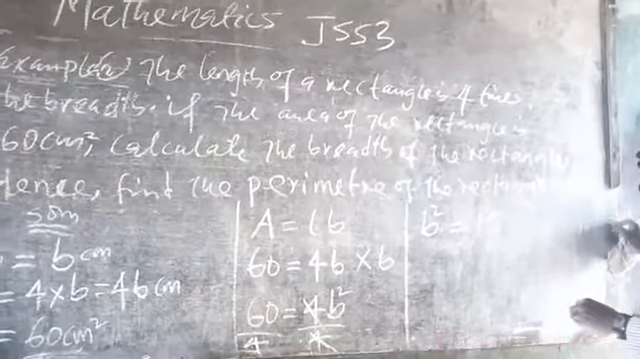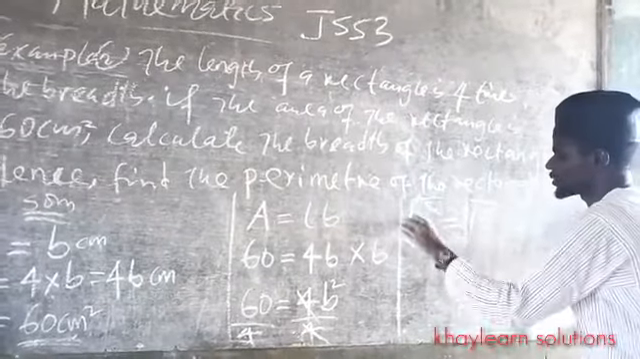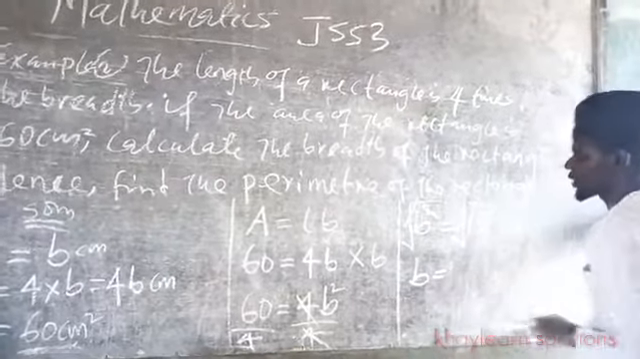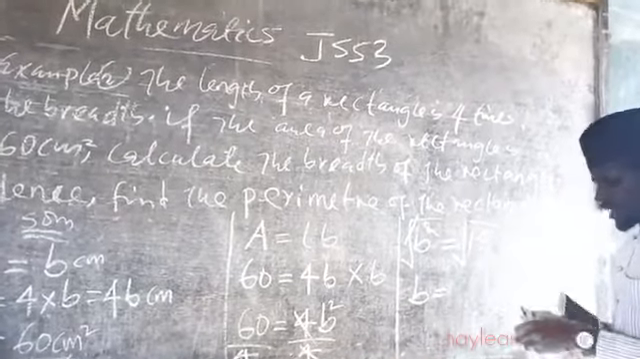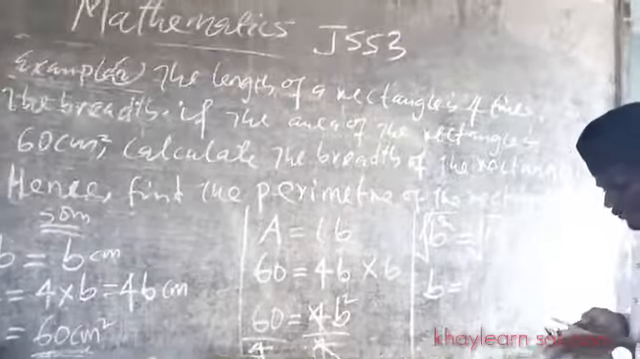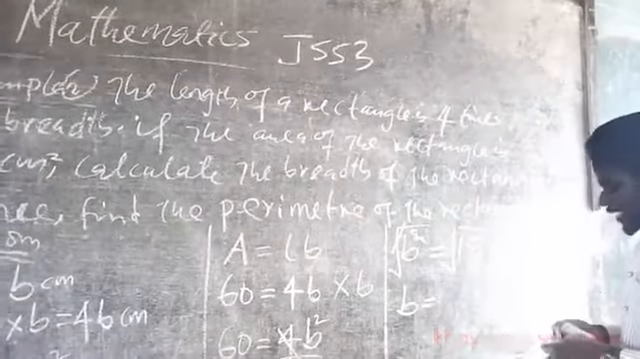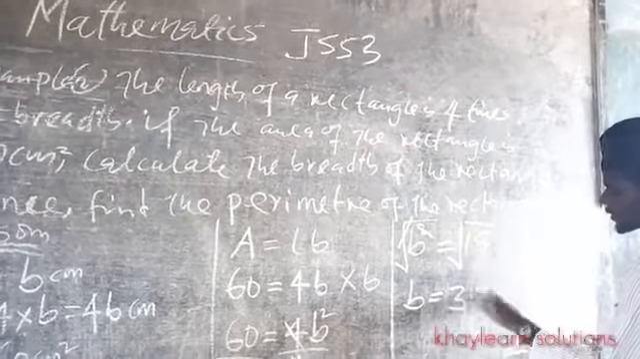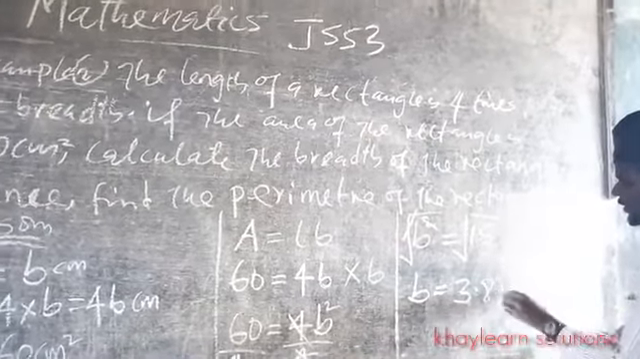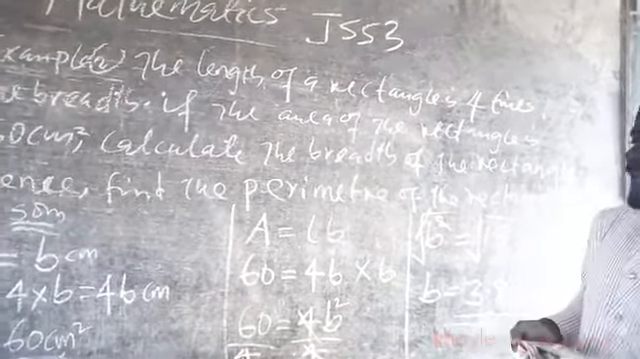For us to get our B, we take the square root of both sides. Now this goes with this. We have B equals the square root of 15. Square root of 15, you either check it from the calculator, or you check it from the table, is 3.87. So the value of B is 3.87 centimeters. That is the value of the breadth.